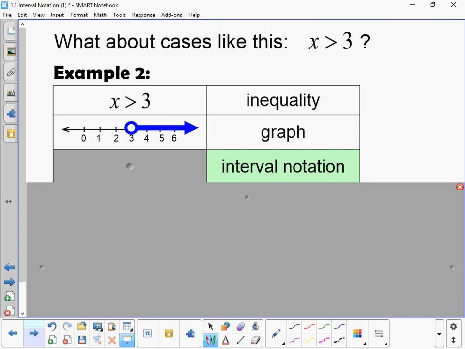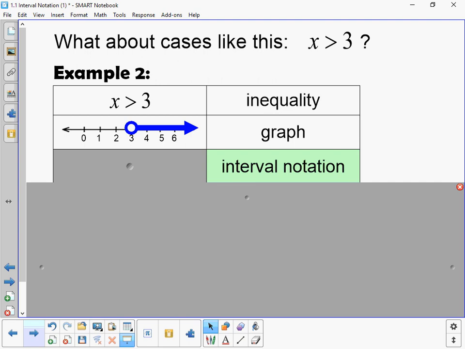Okay, so what about if we just have one restriction? So before we always knew x was between two numbers. Well, in this case, we just know that x is greater than 3. We looked at this graph earlier as well. So if x is greater than 3, I've got this open circle on 3, and I know that it's somewhere above that. It's some number that is larger than or greater than 3. So we have the inequality, we have the graph.